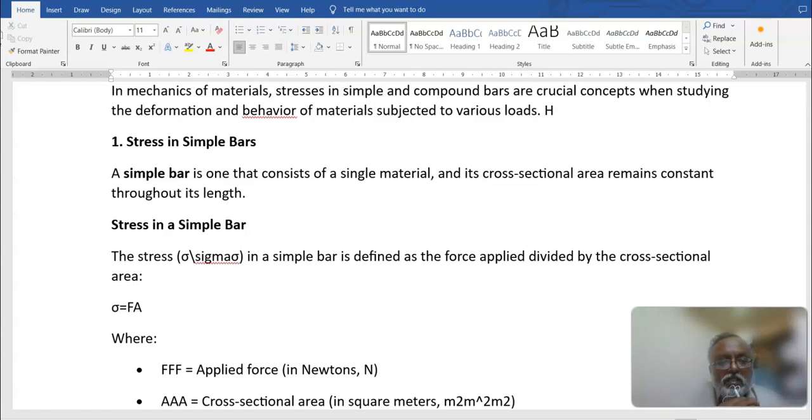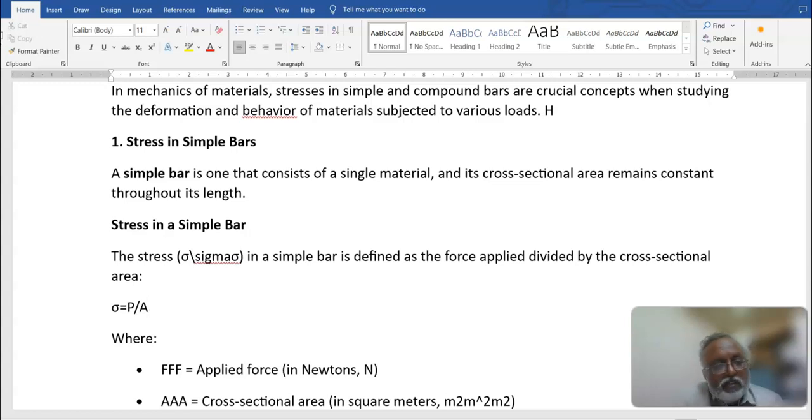That is, the stress in a simple bar is defined as the force applied divided by the cross-sectional area. That is, sigma is equal to F by A, force by area. Sometimes we may mention the F as P. P is the pressure. Sometimes we say pressure, and here we are saying force. We can mention this as P by A. Sigma can be mentioned in the unit of Newton per millimeter square.